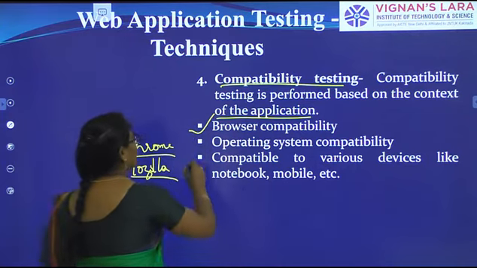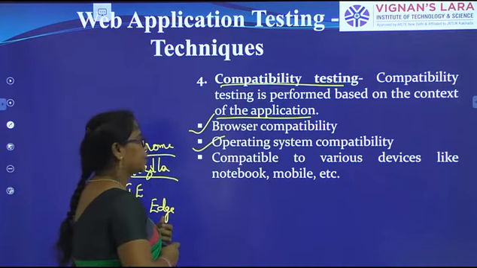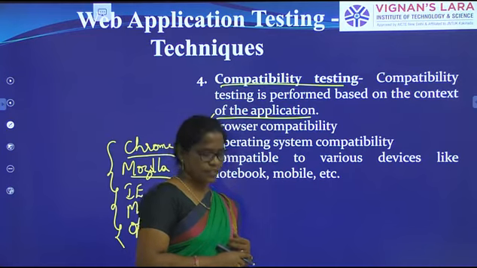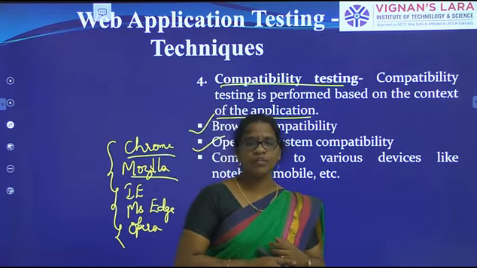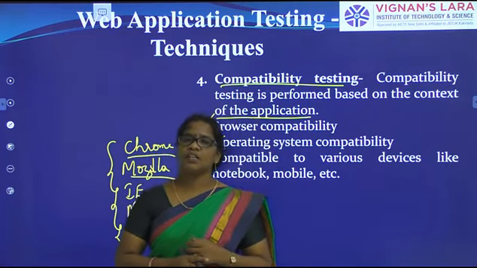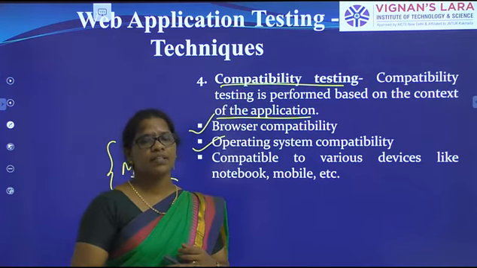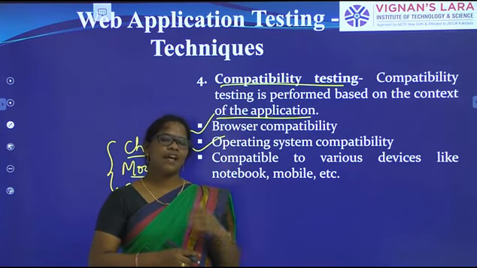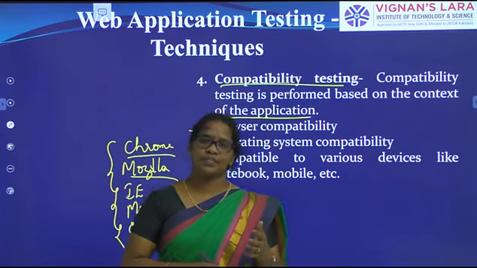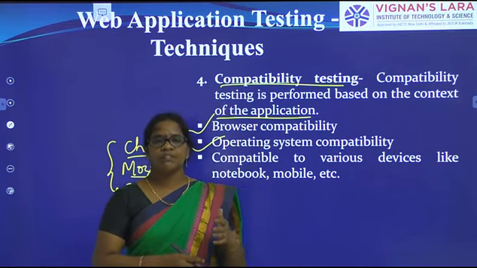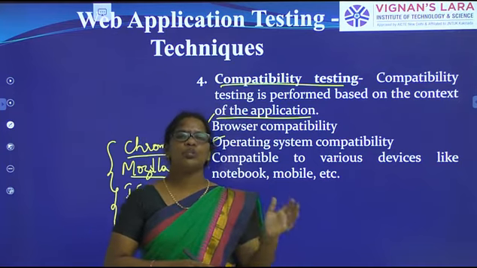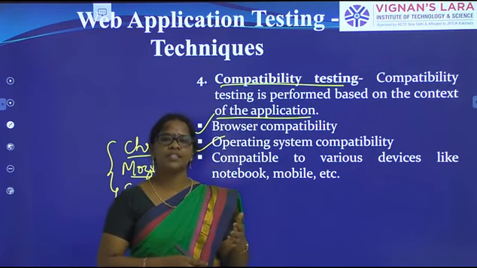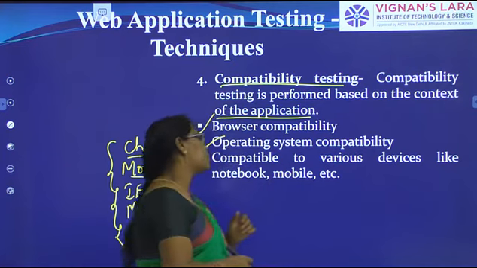The second one is operating system compatibility. We have different types of operating systems: MS Windows, Linux or Unix or Ubuntu, and Apple Mac iOS. So we have some four types of operating systems. Whatever website you are developing, is it compatible with all these operating systems or only one type of operating system? We have to check. That is compatibility testing.